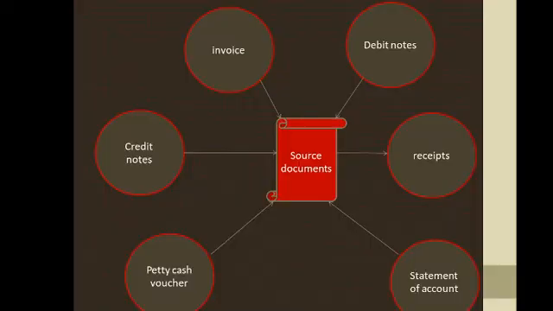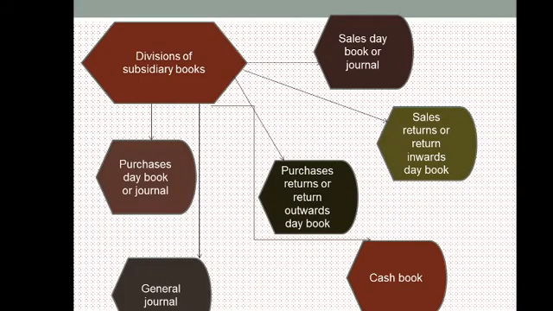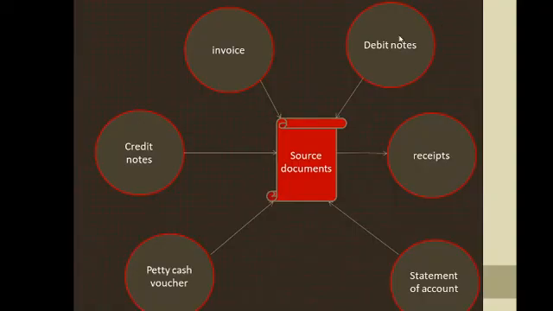After that, we have the debit note. A debit note is a document sent by the seller to the buyer to correct an undercharge. If there is an undercharge, a debit note will be sent to you to correct it and give you the correct amount you are supposed to pay.